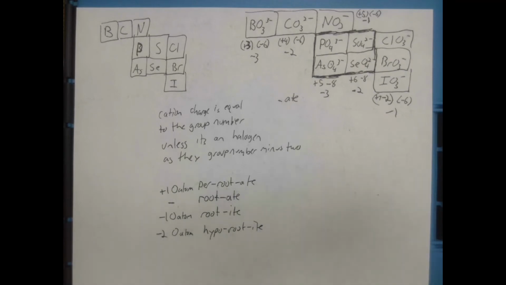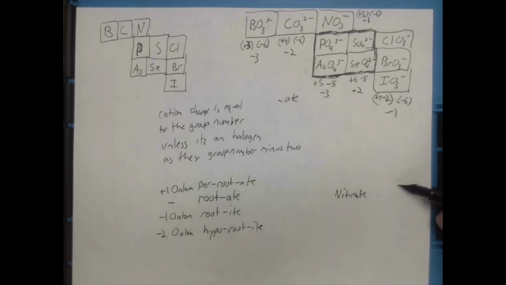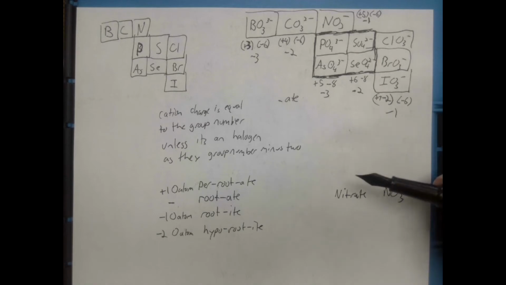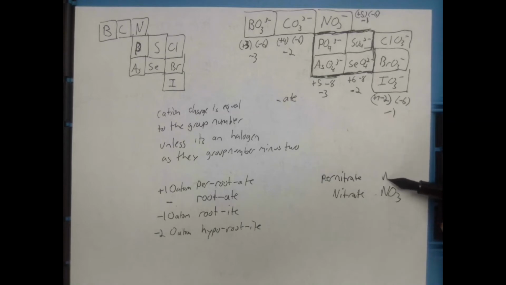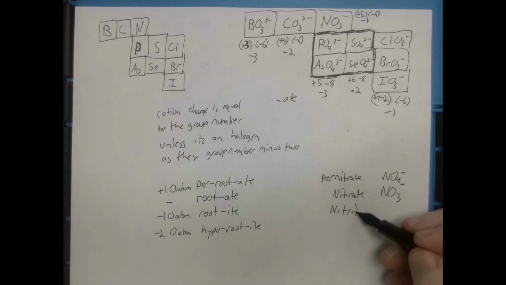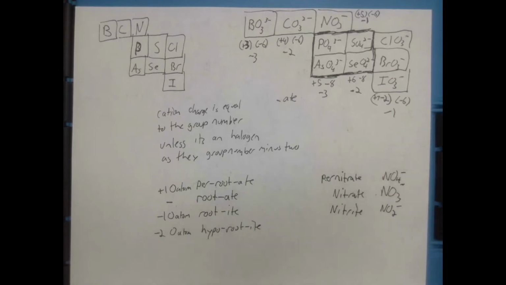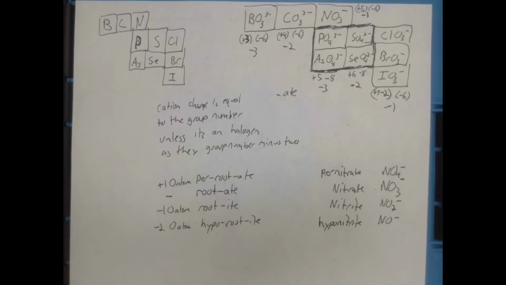So for example, nitrate is going to be NO3, and it's going to have a charge of negative. So to go to pernitrate, we keep the charge and add an oxygen. To go to nitrite, we drop an oxygen. And to go to hyponitrite, we're going to drop 2 oxygens from the -ate version. Does this make sense?